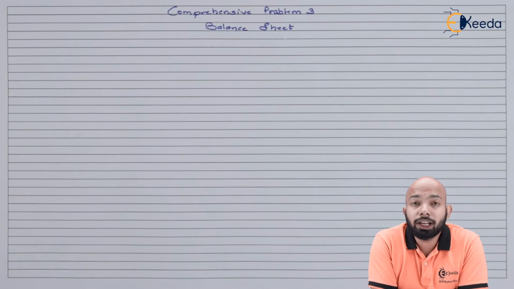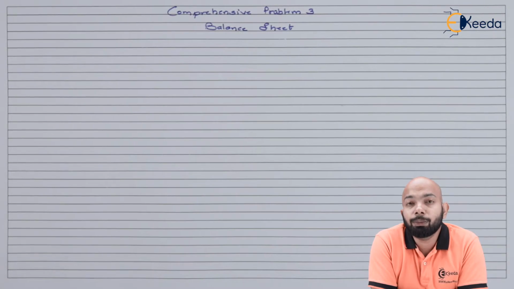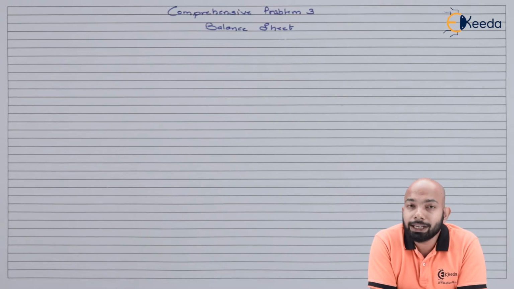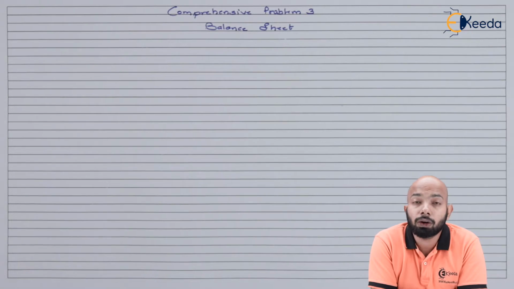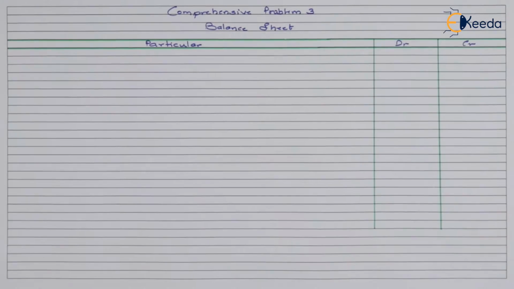Now, when we are talking about the balance sheet problem, we understand that we have to prepare three things: trading, profit and loss account, and balance sheet. So without wasting your time, let us just hop onto the questions directly and then we shall figure out how to go about this problem. Let's start with the small problem that we have right now for your reference.